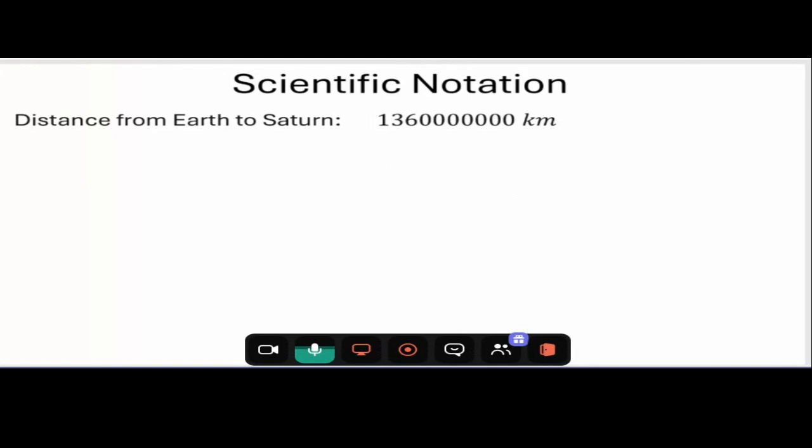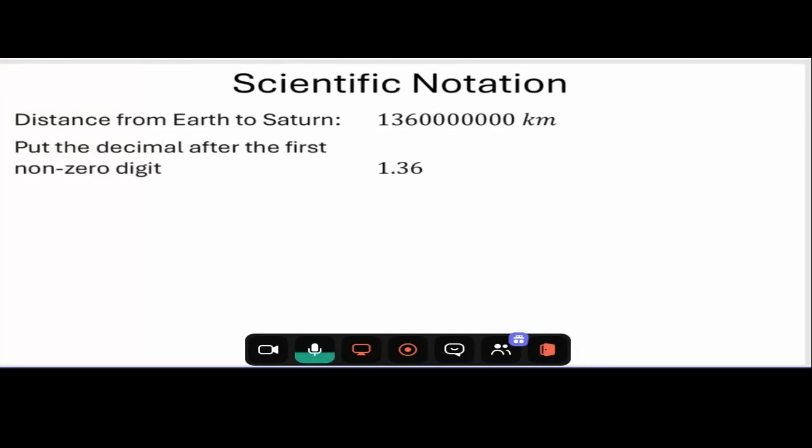So let's look at this distance from Earth to Saturn again, 1,360,000 kilometers. Here is the process for putting that number into scientific notation, which saves you writing all those zeros. You put the decimal after the first non-zero digit. Well, in this case, the first non-zero digit is the first digit 1. So we put the decimal after the 1, 1.36.